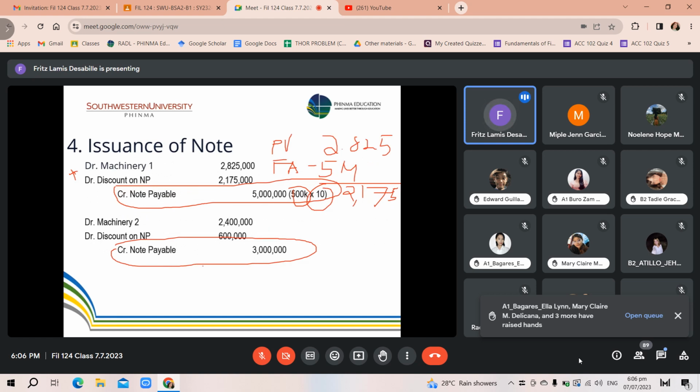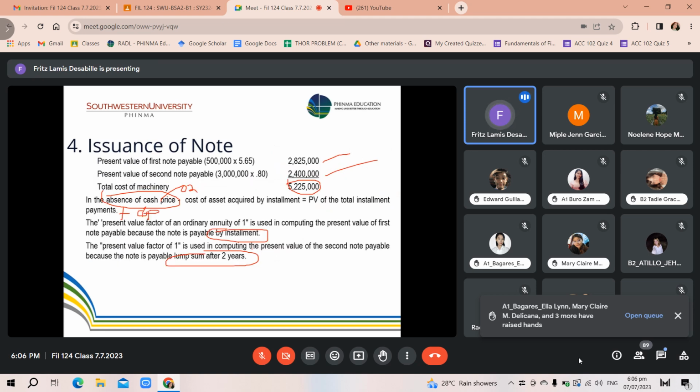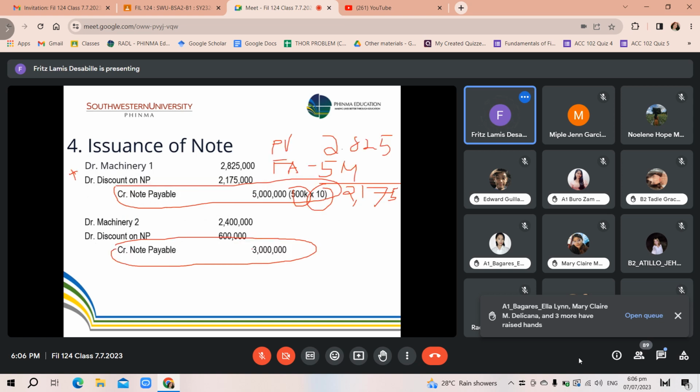Second note, 3 million. How much is our present value? That is 2.4 million. Our face amount is 3 million. So the difference is 600,000, or 0.6 million. That is again what we call the discount on note payable. And the present value of the note payable, since there is no down payment, would be the amount recorded in machinery. Okay, any questions so far?